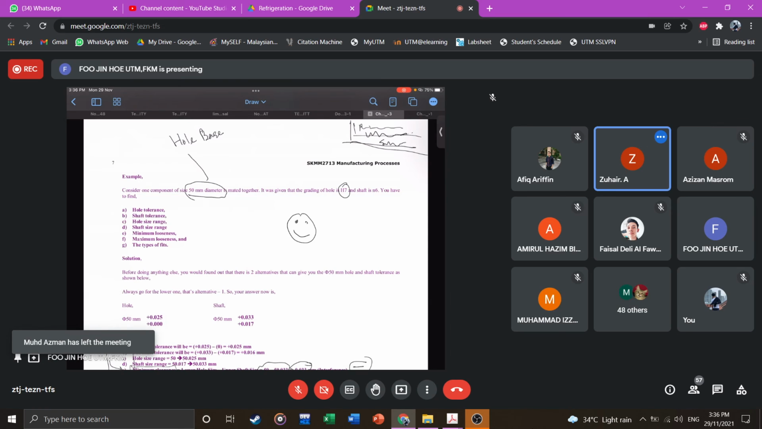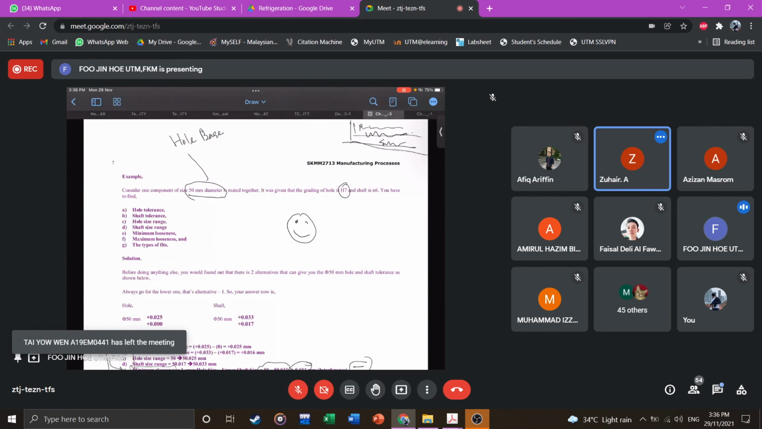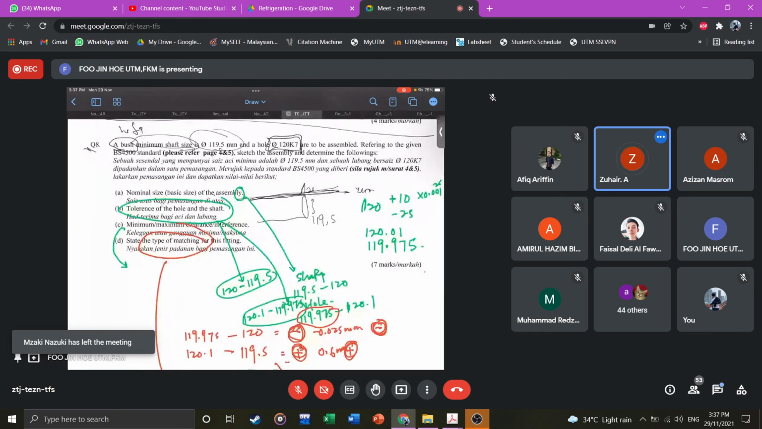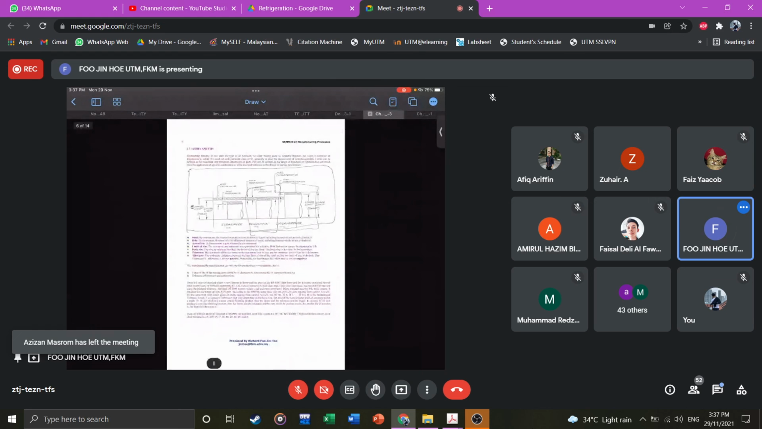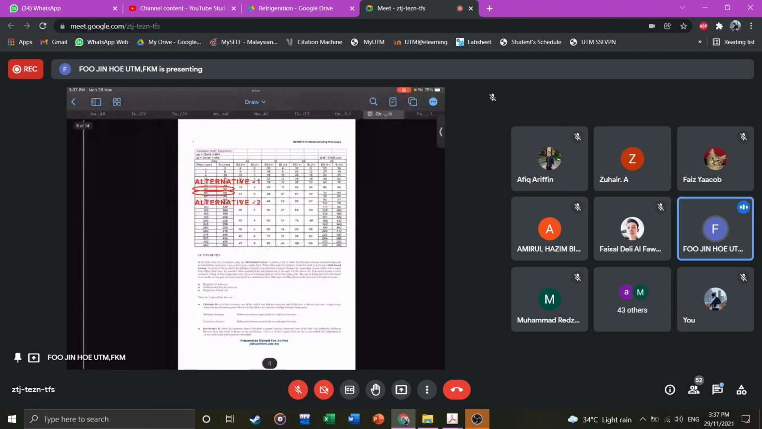Doctor, may I ask a question? Yes. For question 8, from the past year, I do not quite understand how we determine it is a shaft-based system, and why the maximum shaft size is 120. Okay, because this is the philosophy, or the theory of it.